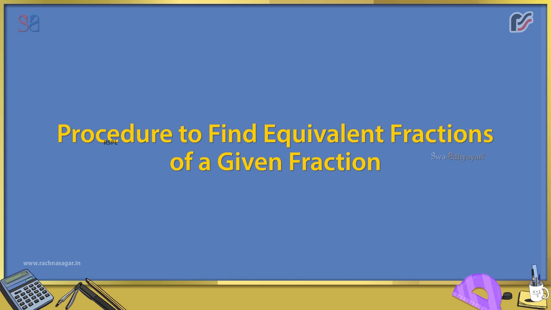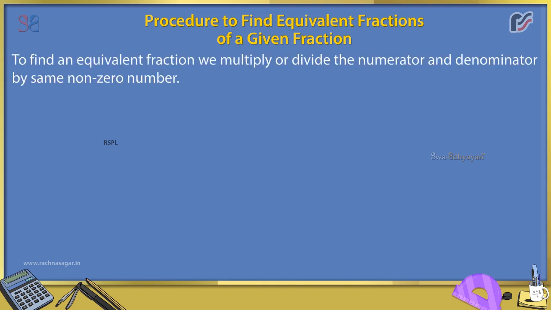Procedure to find equivalent fractions of a given fraction. To find an equivalent fraction, we multiply or divide the numerator and denominator by the same non-zero number. Example 1. Find 5 fractions equivalent to 3 by 5.